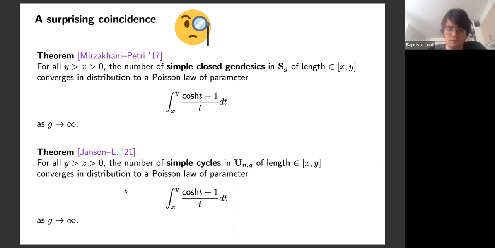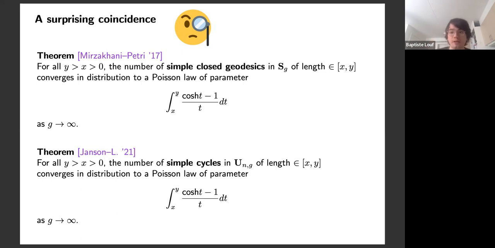Obtain the Poisson law of the exact same parameter. And well, the result is actually a bit stronger. It's not only a Poisson law, it's like a Poisson point process, meaning that if you take different separate intervals, then you have joint convergence to a Poisson law, and the Poisson laws are independent. But anyway, that's that.